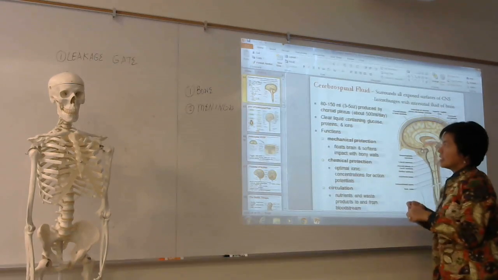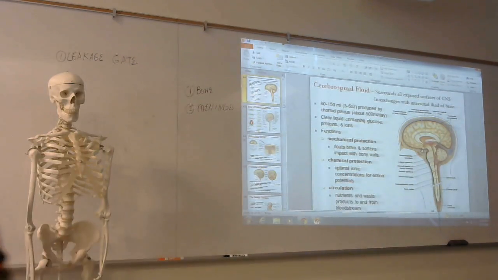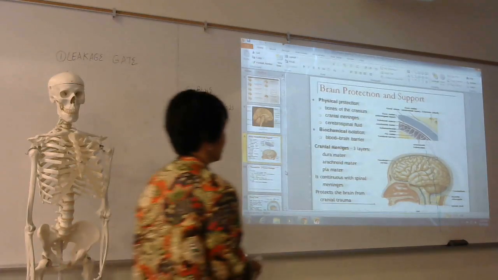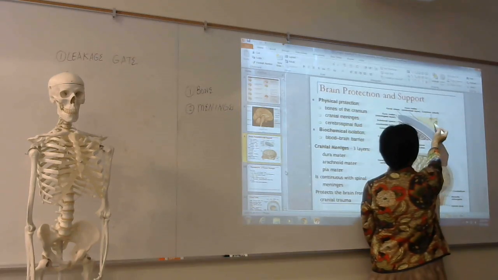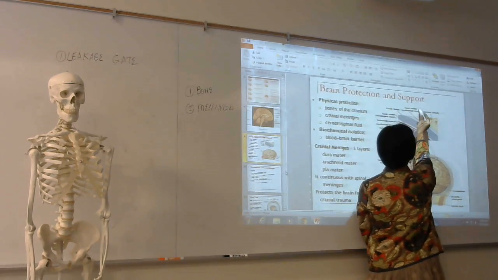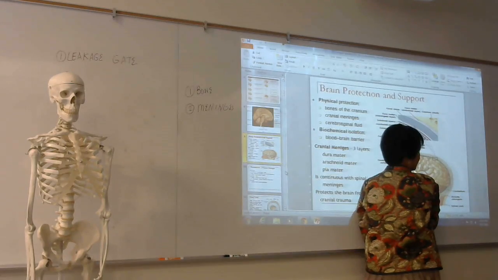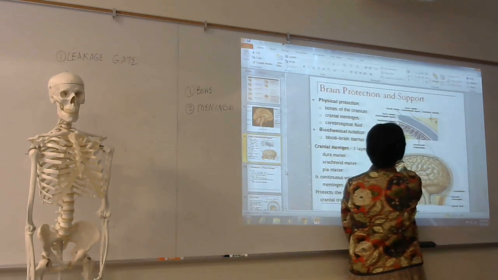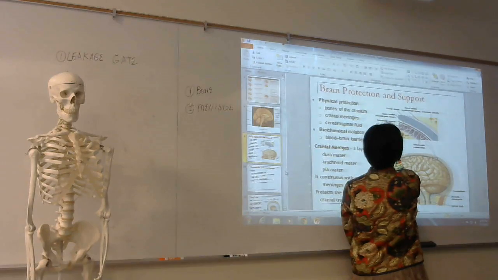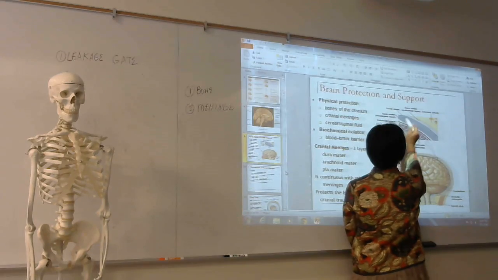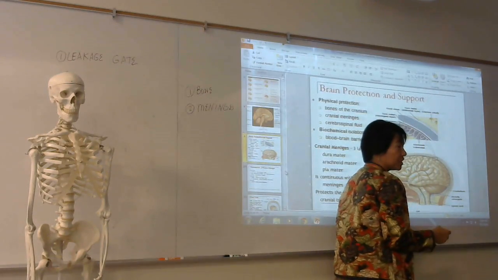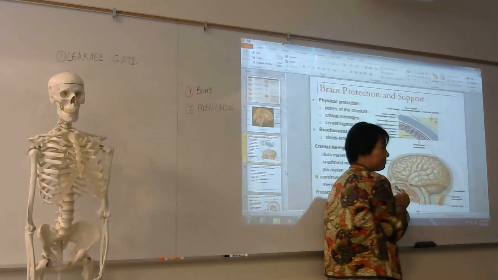So it's like this. See? There's your bone. The most superficial layer is called the dura mater. And then the next layer is called the arachnoid mater, this one right here. And then the innermost layer is the pia mater right here. From superficial to deep: dura, arachnoid, pia.